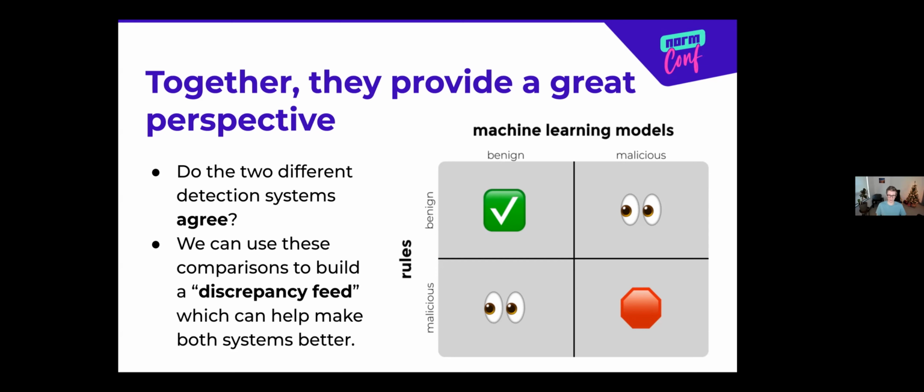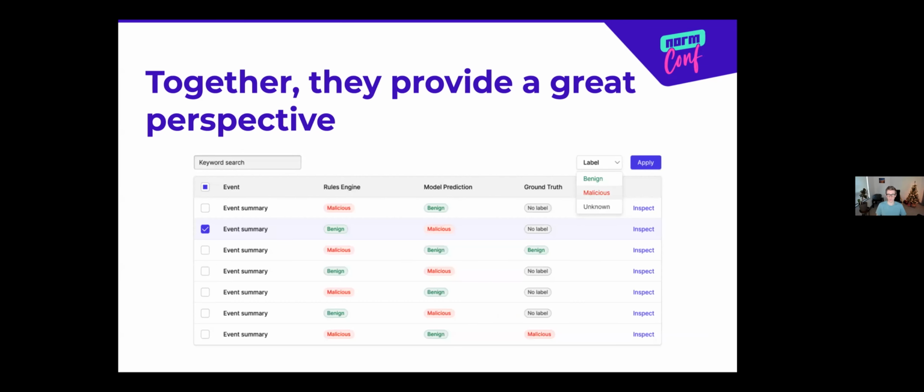So, for example, we can look at a mocked up discrepancy feed here, which compares the outputs of a rules engine and a model prediction. And we're able to surface data where the two systems are disagreeing. Humans can then come in and review this discrepancy feed and attach an ultimate ground truth label to resolve the disagreements and improve the individual detection systems. So, for example, we have a row here where the rule classified the data as malicious, but the model said it was benign. And after human review, we concluded that it was in fact benign. In this case, we now know that we need to go fix that rule to reduce its false positive rate.